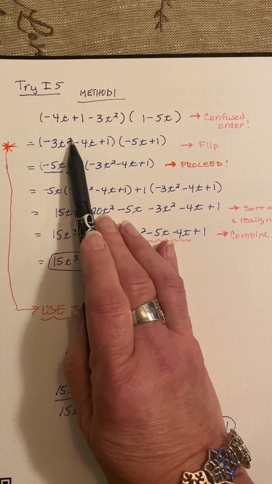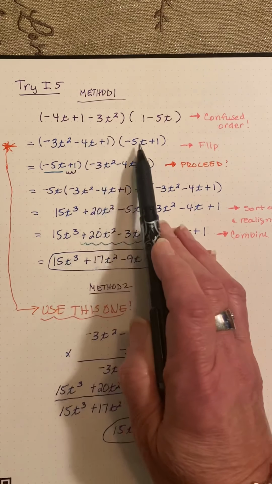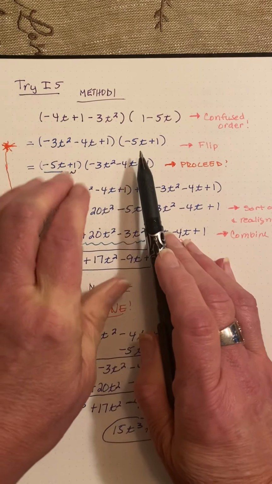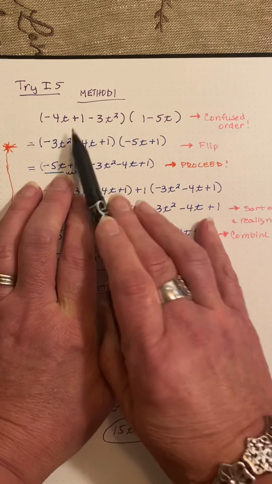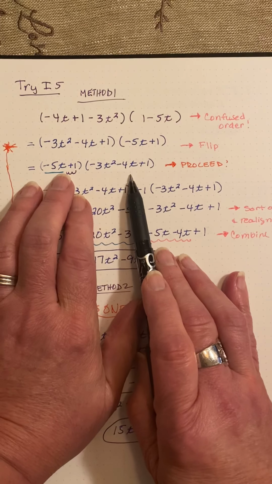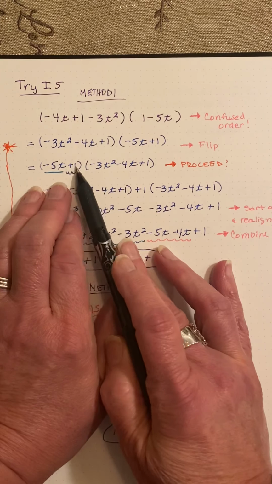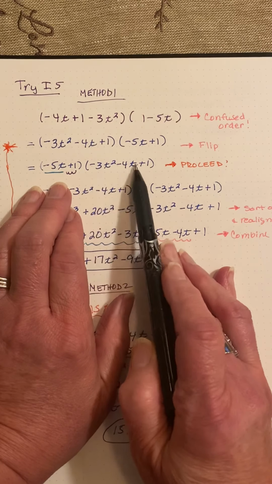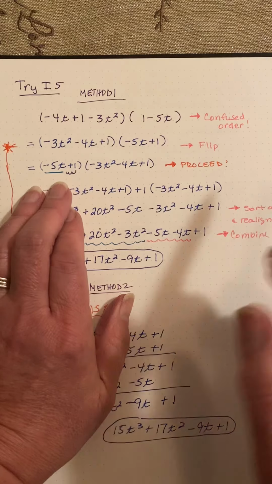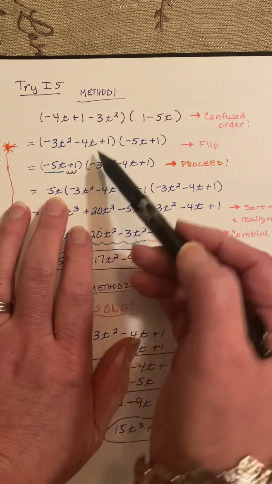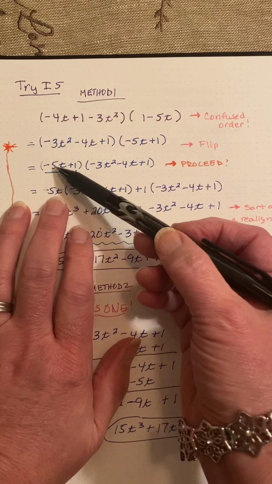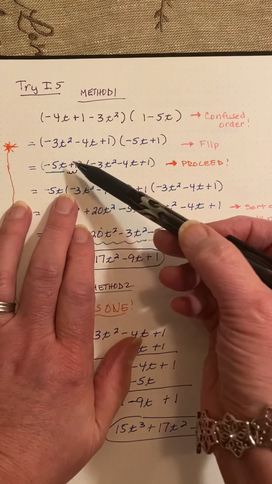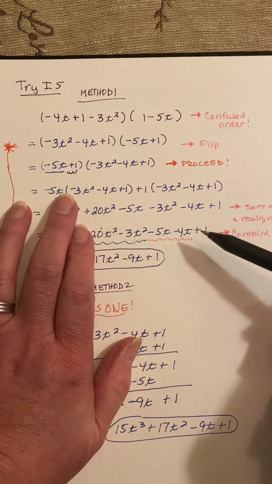So first order of business, you flip them around so they're in order. Negative 3t squared minus 4t plus 1 times negative 5t plus 1. Then, because I only want to distribute twice, I flip them and put my negative 5t plus 1 first. And then I'm going to distribute that to the negative 3t squared minus 4t plus 1. And now I'm going to proceed like normal. So here I go. I am going to go negative 5t times that triple thing, and then I'm going to go positive 1 times that triple thing.